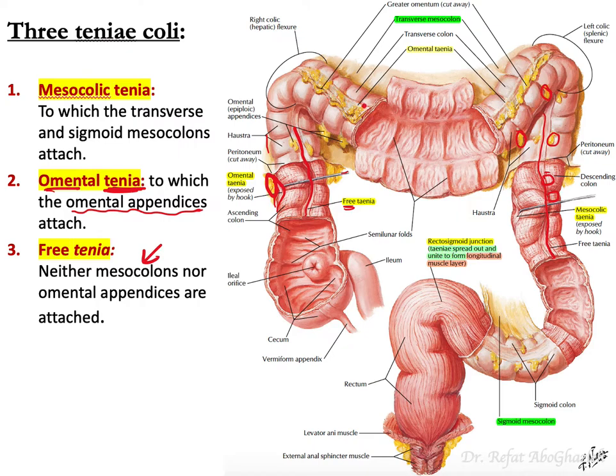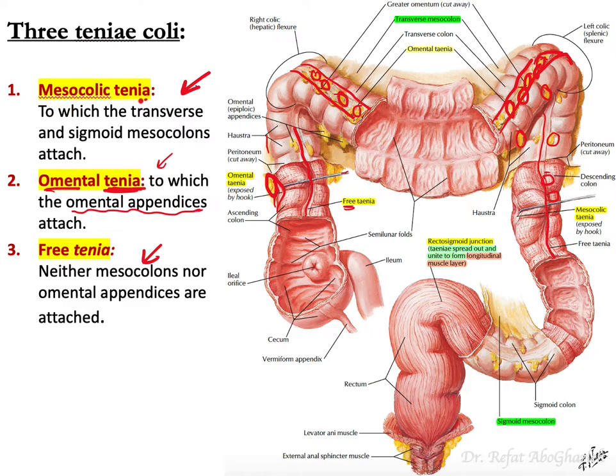Also, here is the omental tenaculi. Look at the omental appendices attached to it. There are so many omental appendices attached to this. So we call this one the omental tenaculi. Okay, we finished this. What about the last one, which we call the mesocolic tenaculi?